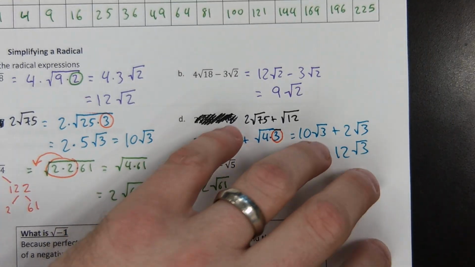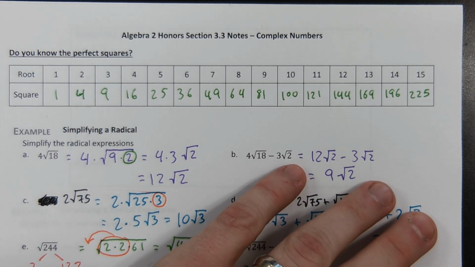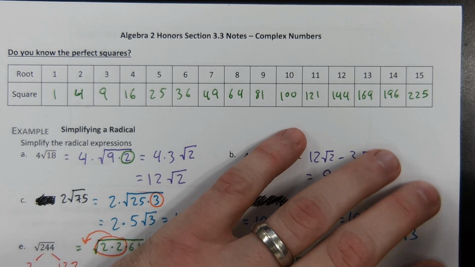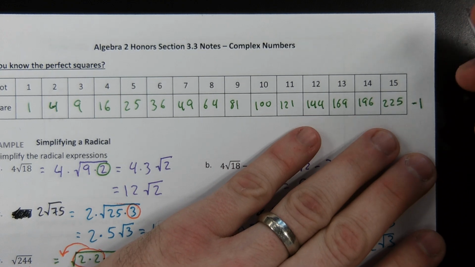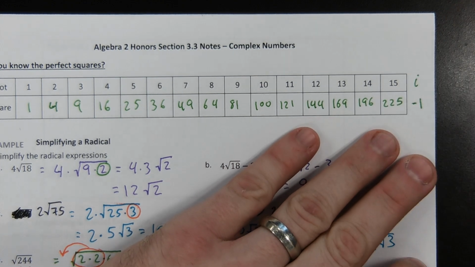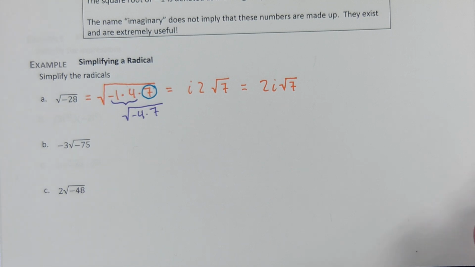In fact, I say we add it to our table up here. -1 is now a perfect square. The square root of -1 is i. There, it's on the table now. It is official. It's canon. There it is.